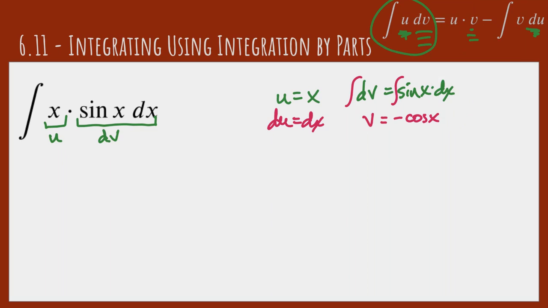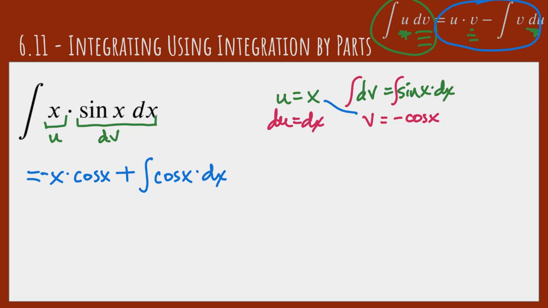And so at this point, it's just a matter of plugging into this formula up here. So this expression, this integral, is going to be equal to u times v. So it's going to be x times the opposite of cosine of x minus the antiderivative of v du. So v is negative cosine of x, and then du is equal to dx.